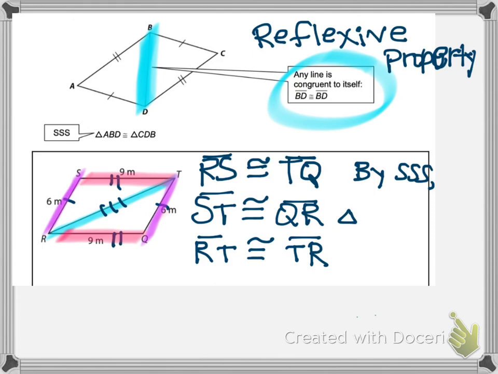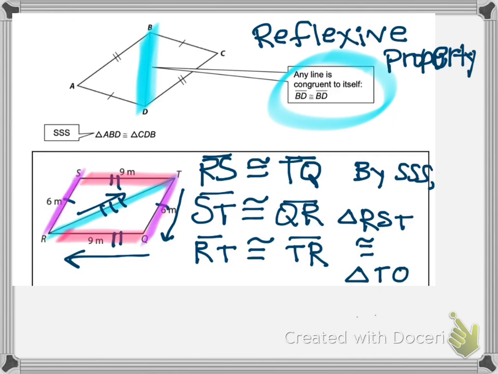So remember the order matters. So I'm going to go along here 1, 2, 3. So that would be RST. Congruent to triangle, same direction, 1 to 2 to 3 would be TQR. Okay. Again, the order of those letters does matter.